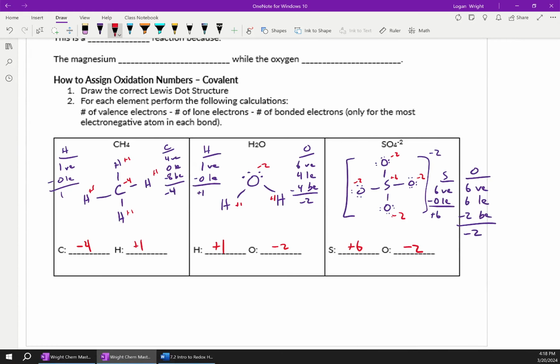With this method, you have a lot fewer rules to memorize, but there's a huge potential for you getting it mixed up with formal charges. So just be extra careful of that.